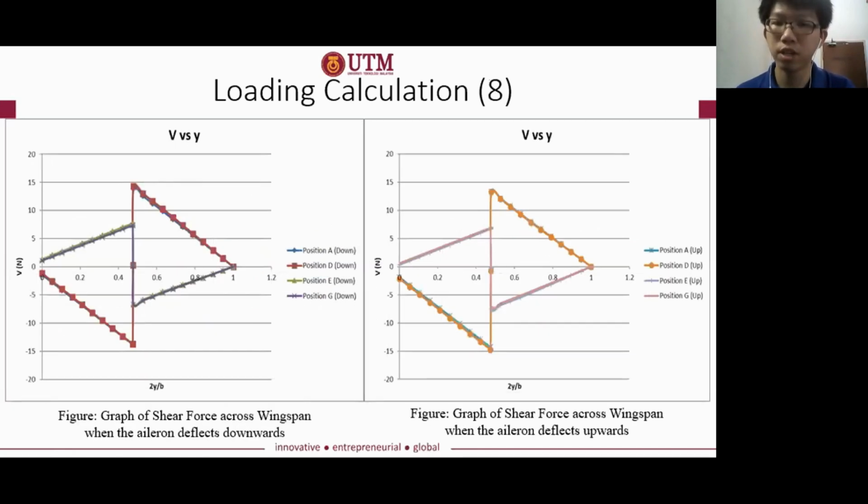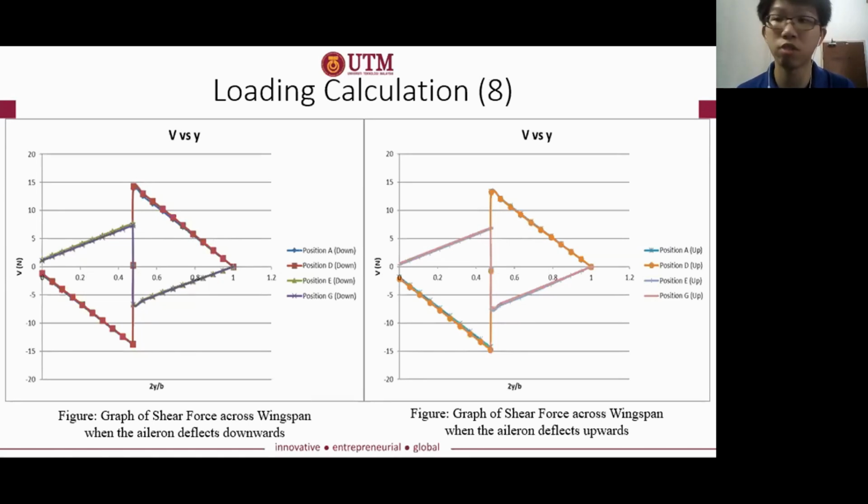Next, these figures are the graph of shear force across the wingspan when the aileron deflects downward and deflects upward. The graphs are almost similar, as you can see over here. This is due to the reaction force of the wing strut that supports the wing. The sudden change in the shear force in the graph indicates where the wing strut is located.